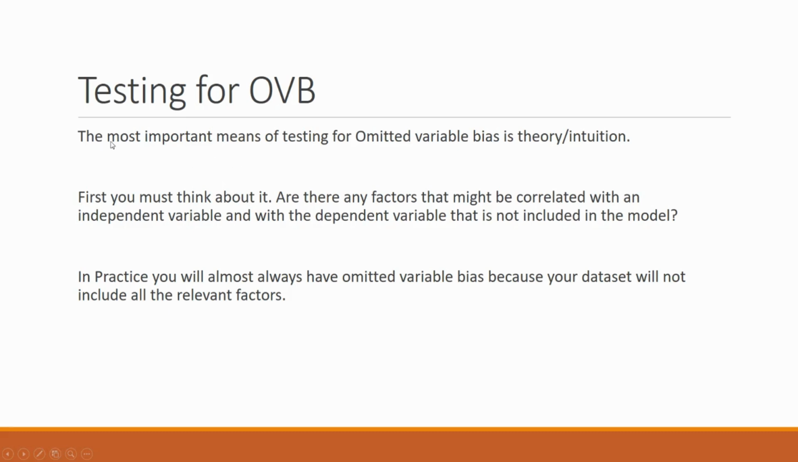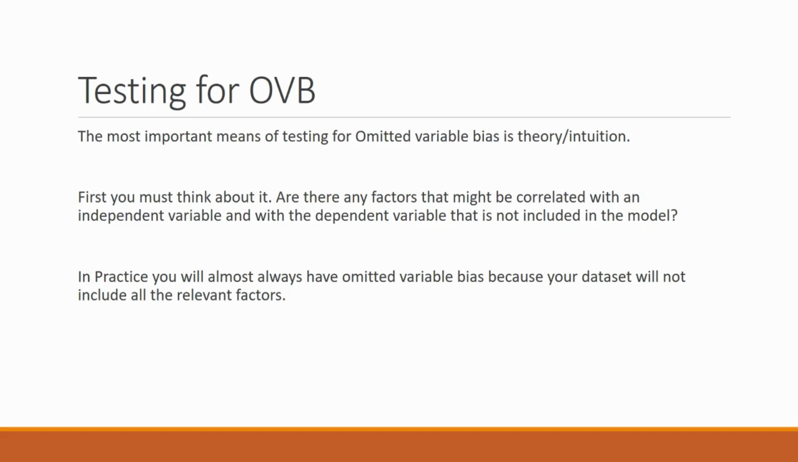The most important means of testing for omitted variable bias is theory or intuition. Remember from last lecture, I've repeated again and again, that when we write down a regression model, we want to include all the relevant variables. We want to base that model on theory and intuition first. We think about what is the function that describes the dependent variable. We do that first. That's essential.